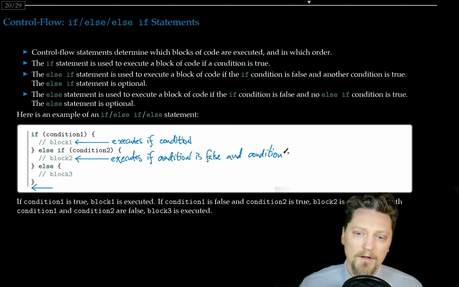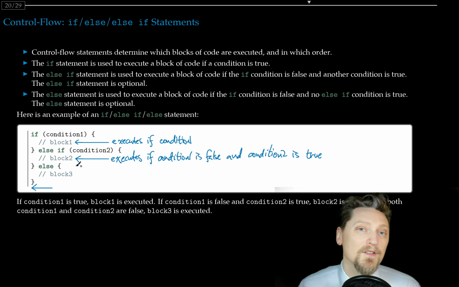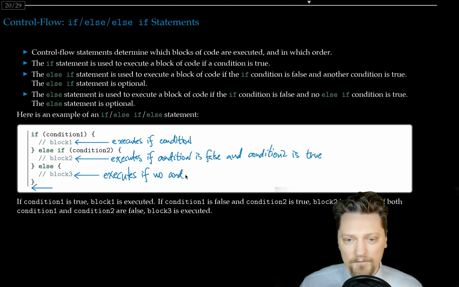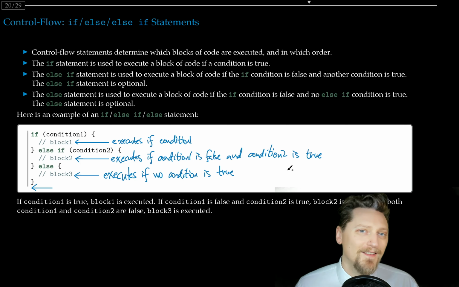Okay. If neither condition 1 nor condition 2, or if there are other else if conditions in here, if none of those conditions have been met and we have an else statement, this will be executed as a last ditch effort. It executes if no condition is true. Okay, so that's our most basic, most useful control flow statement, the if statement and its kin.